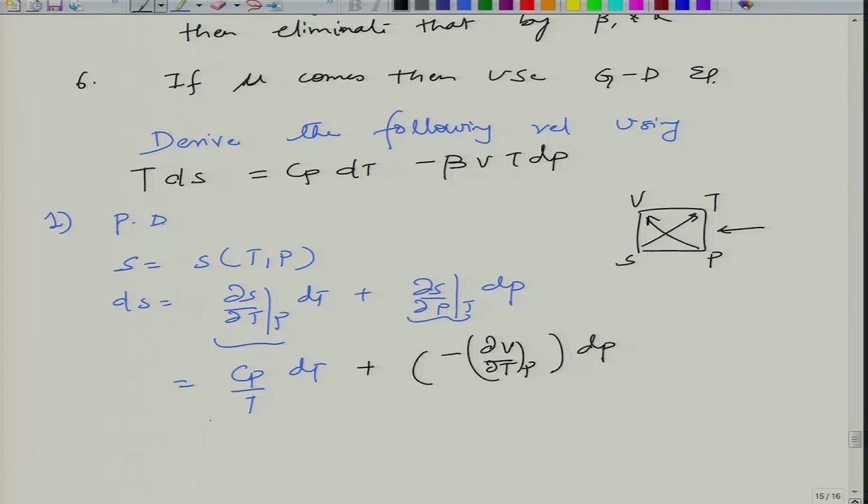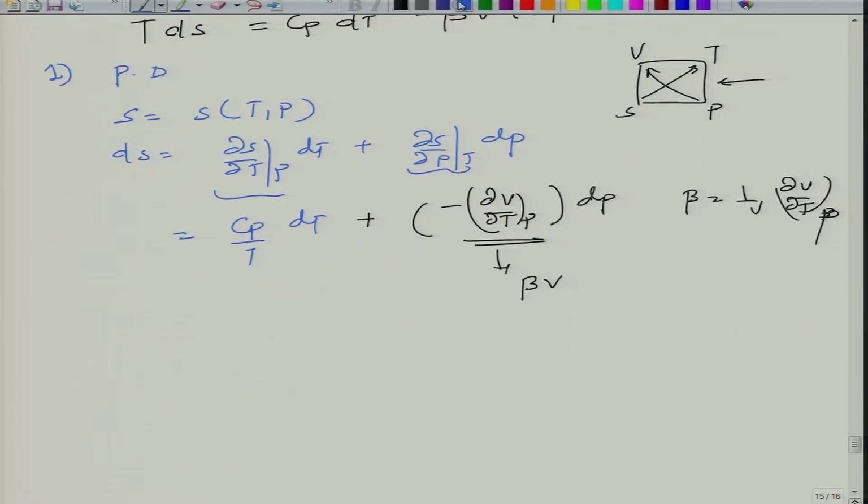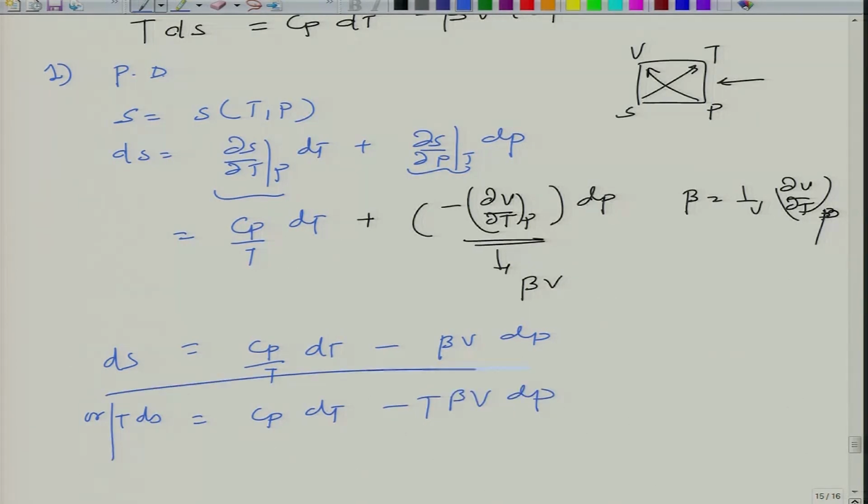This can now be simplified further, because for PVT I have to use beta and kappa. Beta is 1 by V del V by del T at P, so this is nothing but beta V. So, I now have the expression Cp by T dT minus beta V dP, or TdS is Cp dT minus T beta V dP. Okay. So, this is from your partial derivative approach.